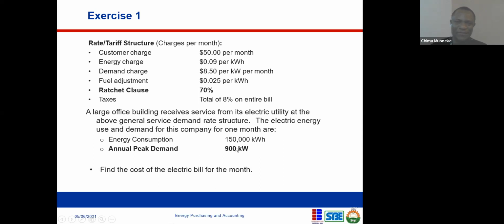Now, let me explain this. In this case, you're not going to make use of this 900. You're going to check 70% of this 900. It becomes your demand for that month. Then you multiply it with this demand charge. So can you try your hands on it? I'll just give you 2 minutes to do this. Then we'll solve it together.